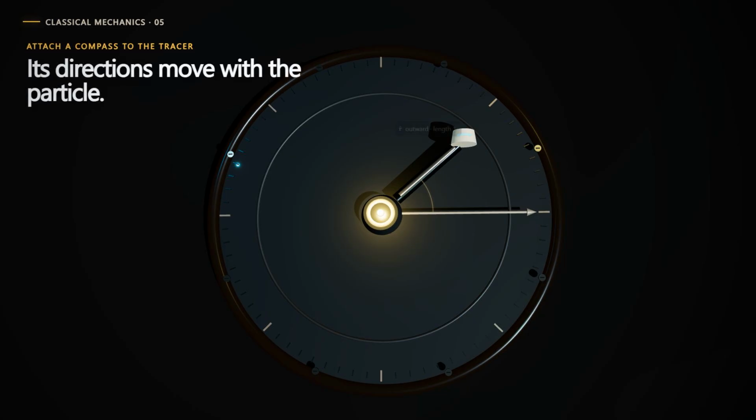Attach a compass to the tracer. The plane stays inertial, only these directions rotate. R hat has unit length and points outward. Phi hat is perpendicular toward increasing phi. Keep r positive because outward is undefined at origin.